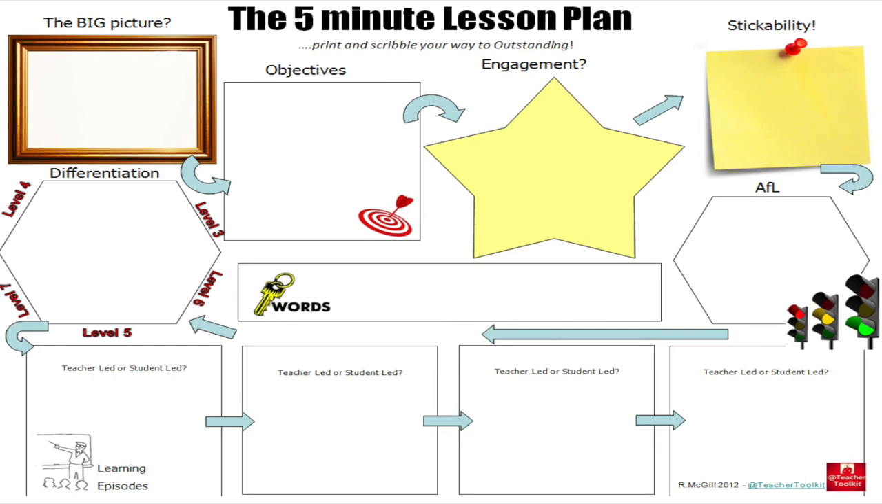Then there's your keywords, okay, moving along, if you follow the arrows, moving along this way, keywords. How are you differentiating for the students' needs in your class? Then these are your learning episodes. What's actually happening in the lesson? Is it teacher-led, student-led? What's going on?